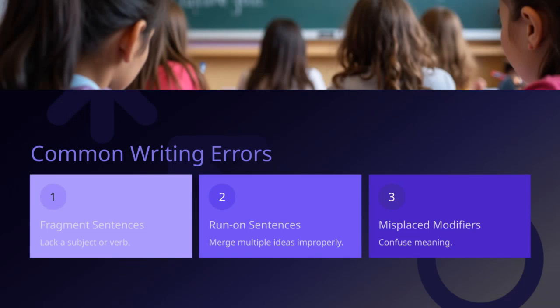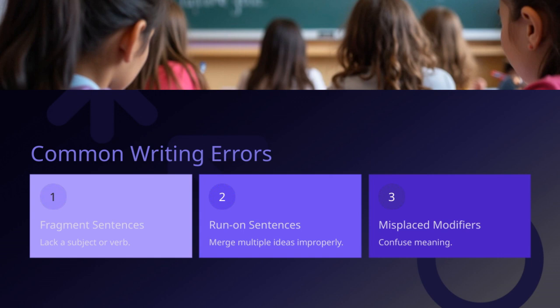Now, let's take a closer look at some common writing errors that can really trip up our clarity. First, we have confusing meaning. This happens when our sentences don't clearly convey what we intend, often because of misplaced words or unclear phrasing. Next, misplaced modifiers can cause a lot of confusion. They happen when descriptive words or phrases are not positioned close enough to the words they're supposed to modify, leading to misunderstandings.